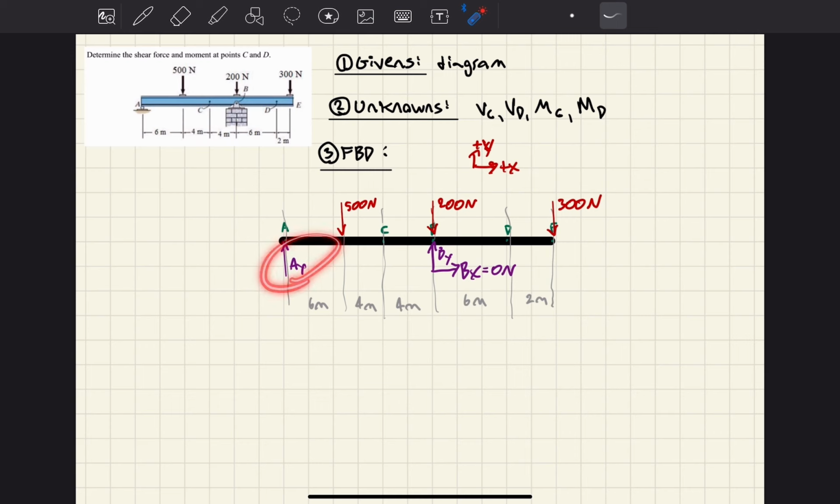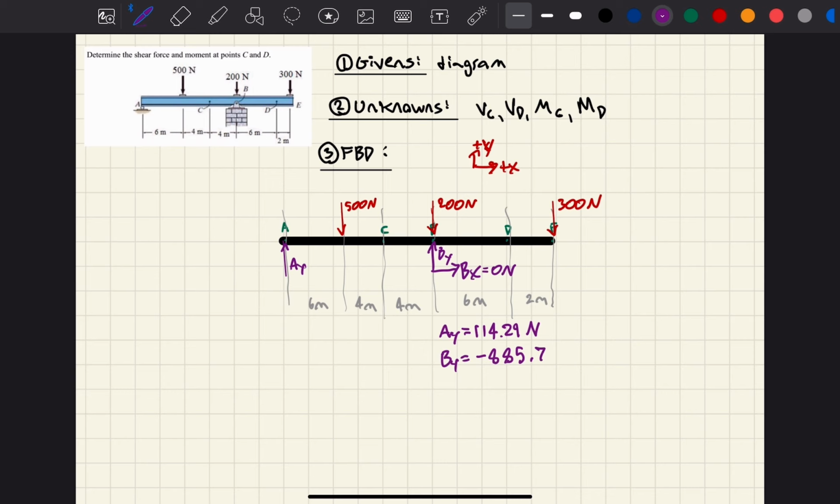How do you find AY? Once you have BY, you can just take the sum of the forces in the Y direction, and then you can find AY as well. I will give you the values. You are going to get that AY is equal to 114.29 newtons, and you're going to get that BY is equal to negative 885.714 newtons. And this basically means that we didn't guess this properly. BY actually acts in this direction.